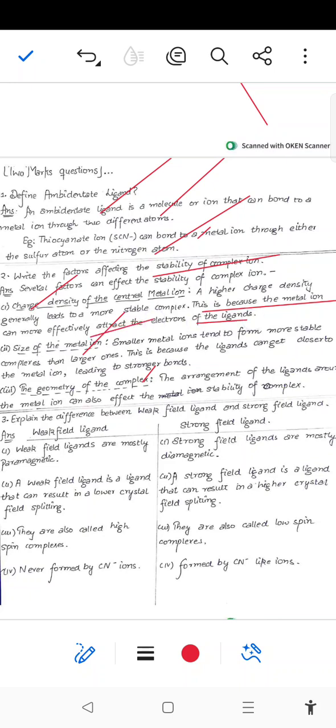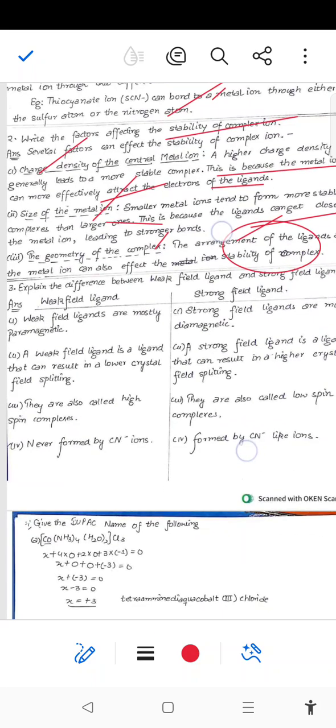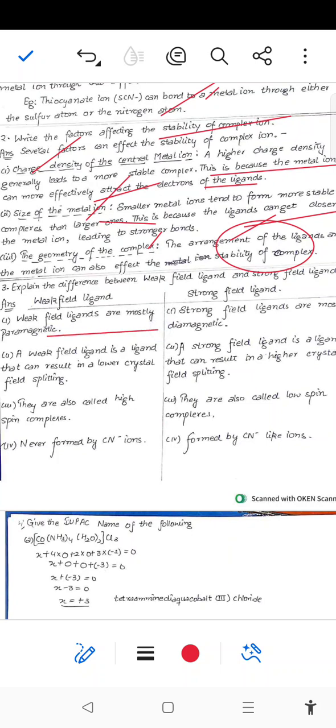Size of the metal ion: the smaller metal ions tend to form more stable complexes than large ones. Third, the geometry of the complex: the arrangement of the ligands around the metal ion can also affect the stability of a molecule. Next, the important difference between strong field and weak field ligands. Weak field ligands are mostly paramagnetic, strong field ligands are diamagnetic.